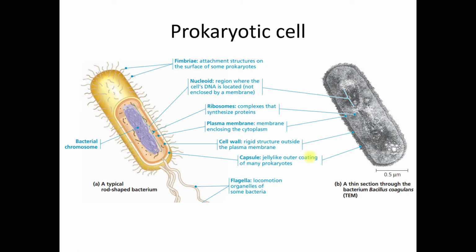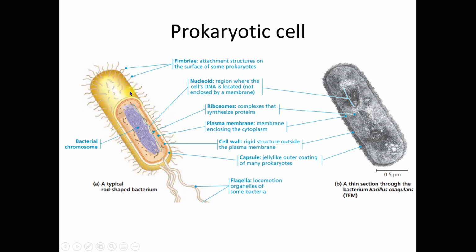Now this is a prokaryotic cell, obviously. So let's take a closer look at the structure of the prokaryotic cell. Prokaryotic cells come in many types. Some of them are spherical, some are rod-shaped, some are spiral-shaped. Some have a comma shape, and one of the famous ones is Vibrio cholerae, which causes cholera. So this is a typical rod-shaped bacterium. Like what I mentioned earlier, examples of prokaryotic cells are the bacteria and archaea.